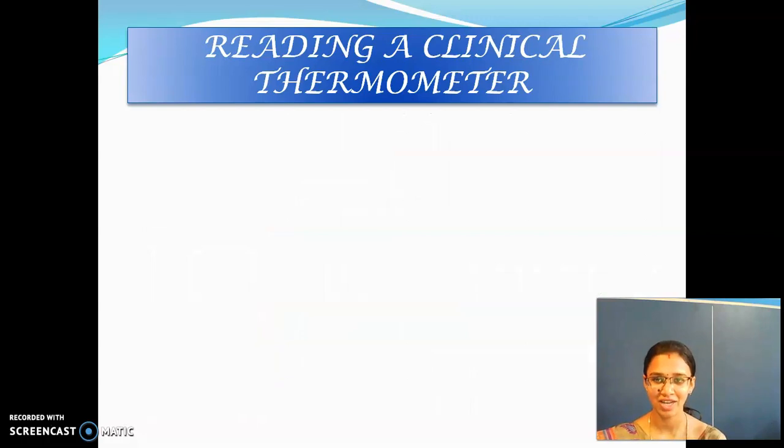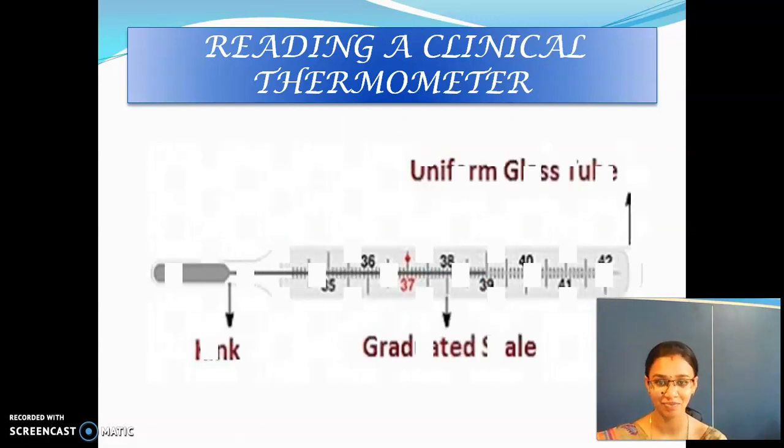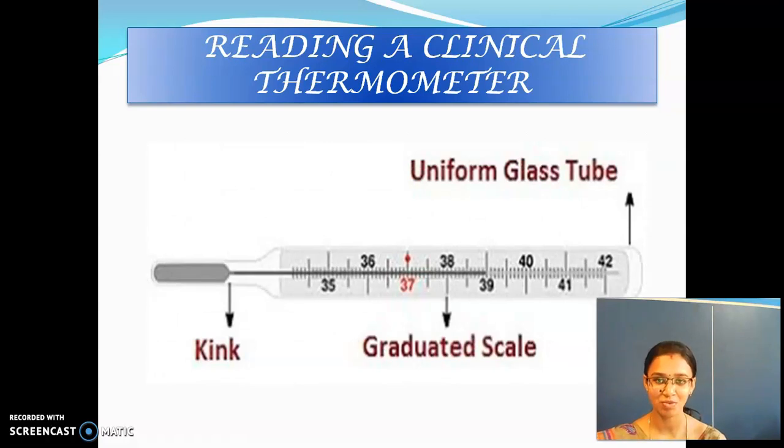Okay. So next, we had seen how to take readings in the thermometer. Yes or no? Clinical thermometer and laboratory thermometer. If it has 10 divisions, one division is equal to how many degrees? Yes, 0.1 degree Celsius. If it has 5 divisions, so 1 division is equal to how many degrees? Very good, 0.2 degree Celsius.